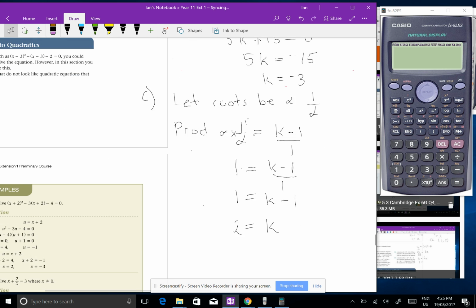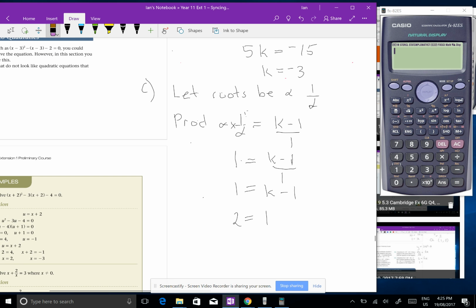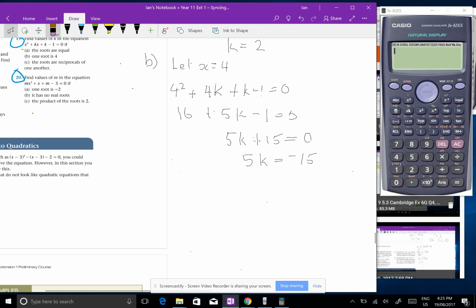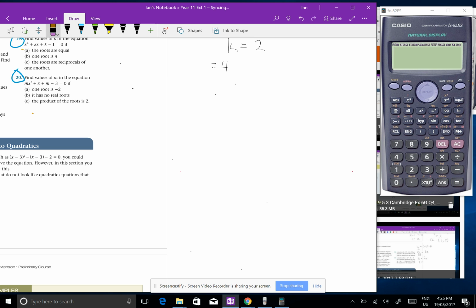Question 20, I want you to have a go at, but I will do 20B because we get a third answer. And I want to make sure that you can see how that works, because I'm pretty sure we might have to use the quadratic formula. Might be wrong, but let's have a look at it.